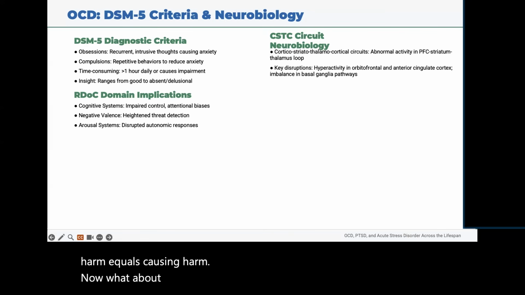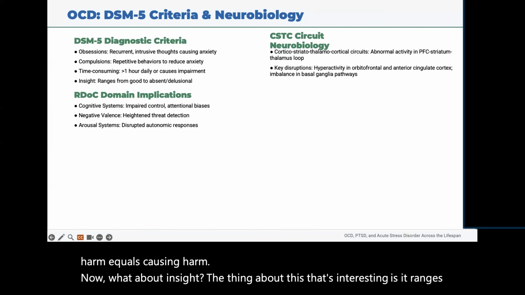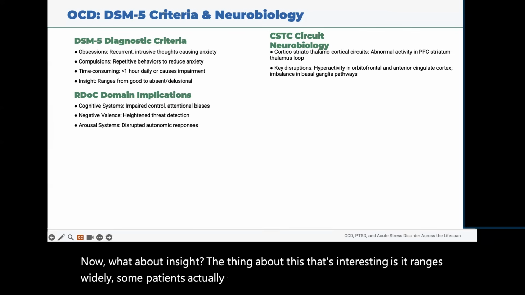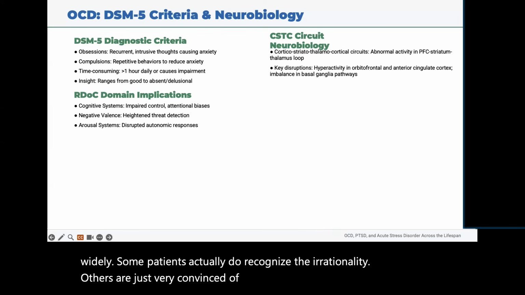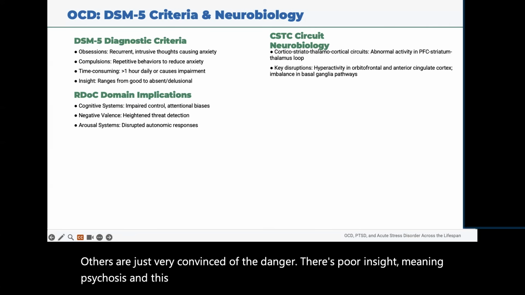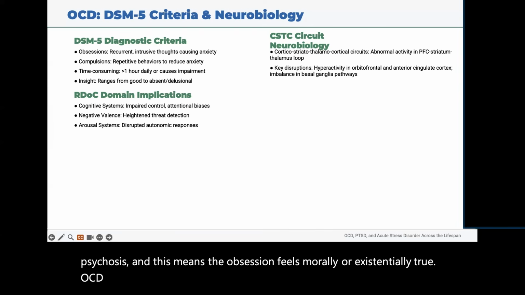Now, what about insight? The thing about this that's interesting is it ranges widely. Some patients actually do recognize the irrationality. Others are just very convinced of the danger. There's poor insight, meaning psychosis, and this means the obsession feels morally or existentially true. OCD is ego dystonic. It's really important to know that. They're aware that something's not right.